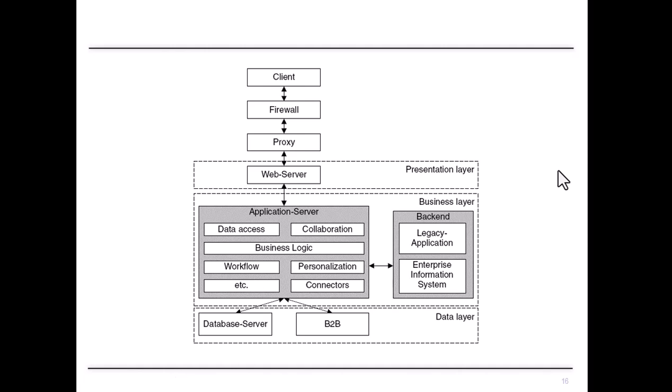The web server passes this data to this layer, which is called the business layer. The business layer includes both the application server and backend programs. So different programs, data access programs, collaboration, business logic, workflow, personalization, and connectors are here. And this is the data layer, where data is passed to the data store.